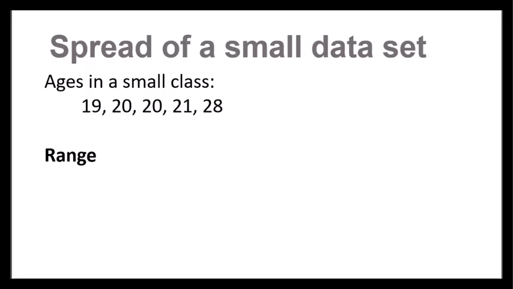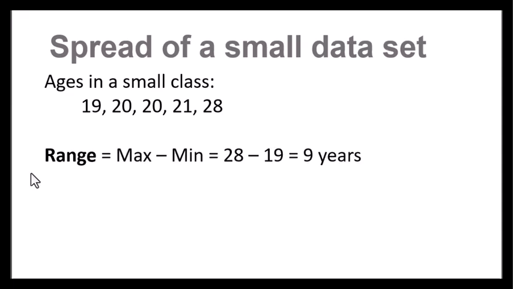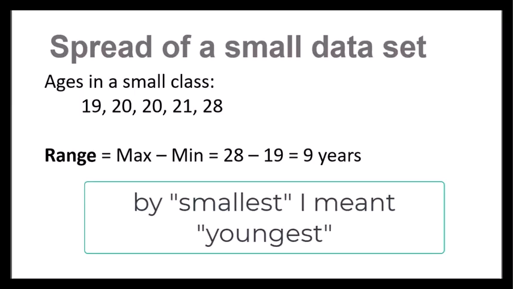of the people. So the most straightforward measure of spread, meaning how spread out our data values are on a number line, is the range. And the range is just the max value minus the min value. In this case, the max is 28 years, the min is 19 years, and so that range is 9 years. So that's just telling us that from the oldest person to the youngest person is a difference of 9 years.